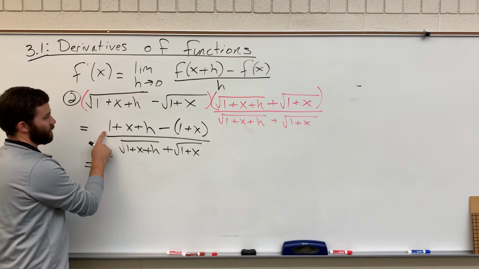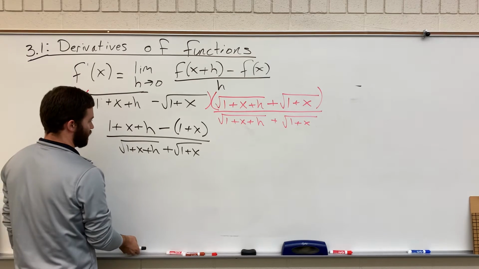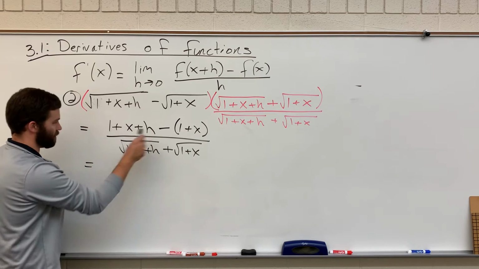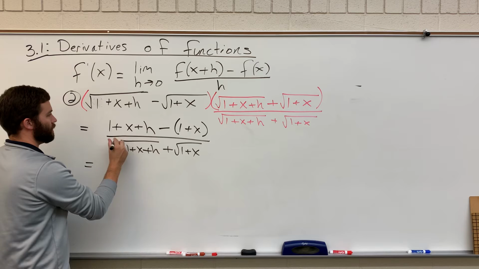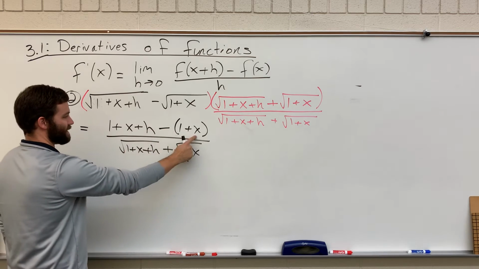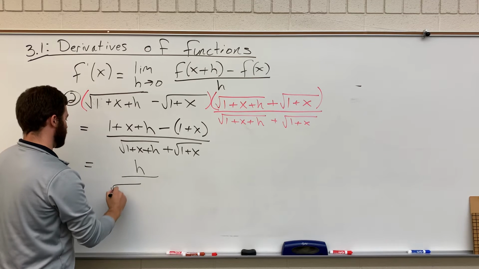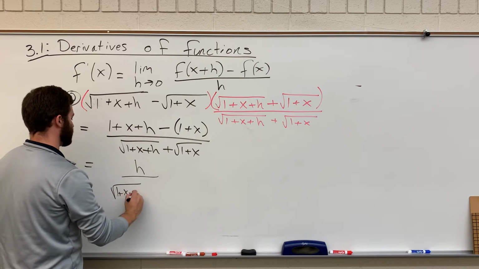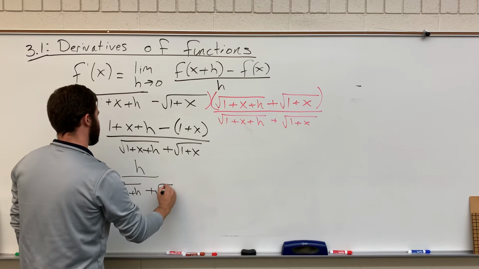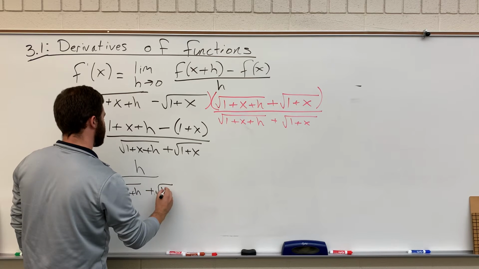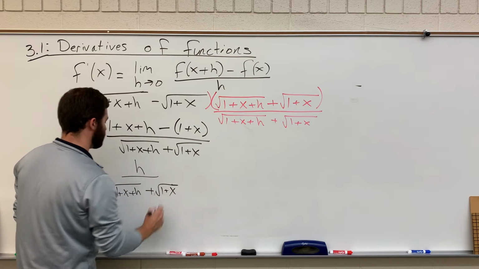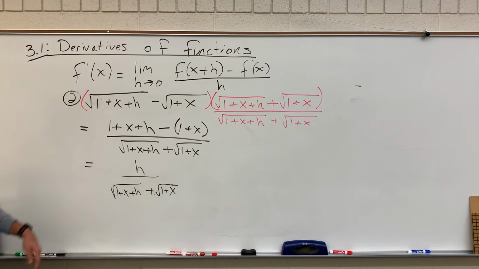So here I'm going to clean this up. 1 minus 1 is 0. So those drop out. x minus x drops out. I'm left with just this: h divided by the square root of 1 plus x plus h plus the square root of 1 plus x. Okay. Fantastic. So there's step 2.